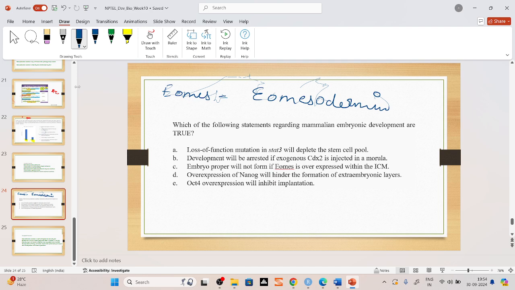Then option D is overexpression of NANOG will hinder the formation of extraembryonic layers. So what is the function of NANOG? NANOG is involved in maintaining the pluripotency in the inner cell mass. Okay.